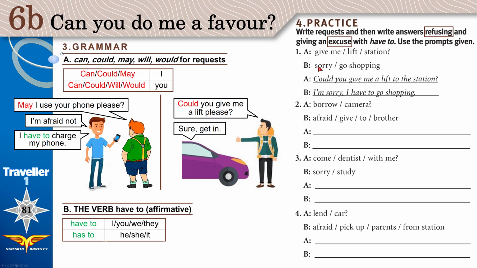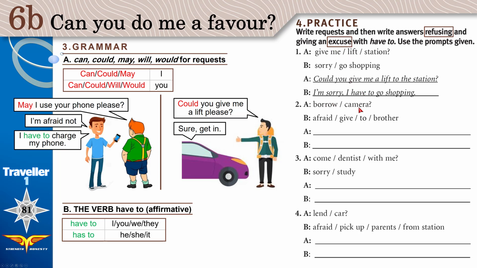This is an example. Give me lift station. Could you give me a lift to the station? You can also use can, will, or would. Would you give me a lift to the station? I'm sorry, I have to go shopping. You always must refuse. Say no. I'm sorry, I can't. I'm afraid not. Anyway. And then give an excuse why you can't.